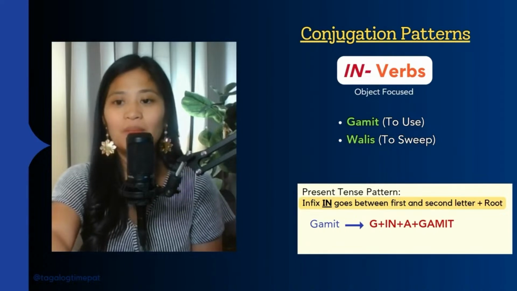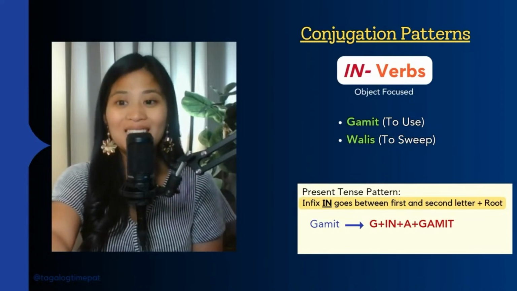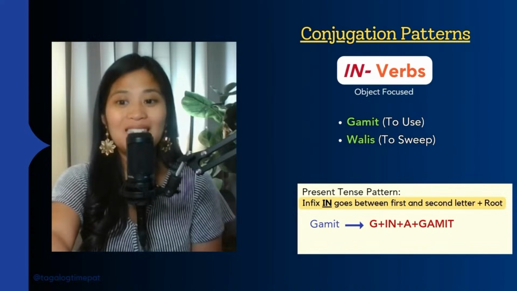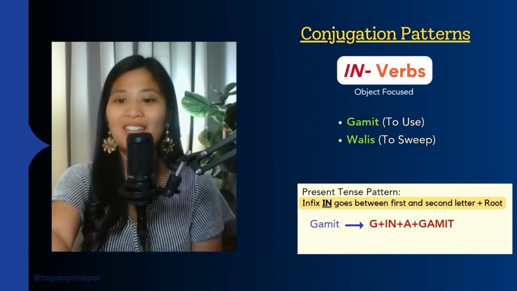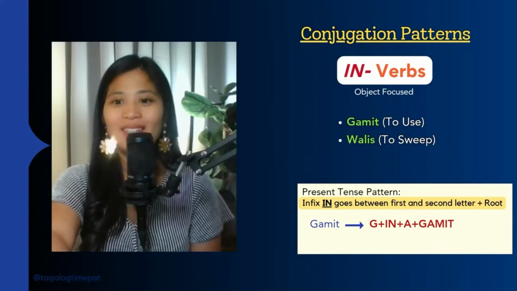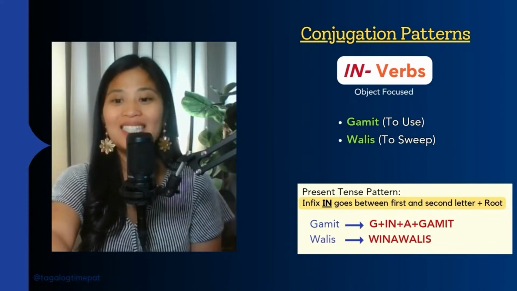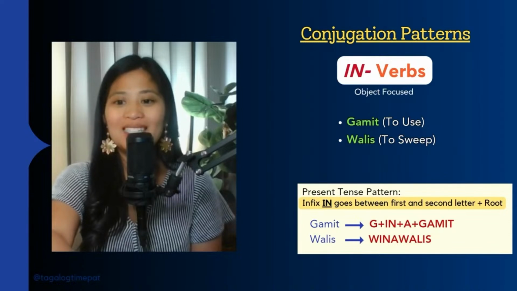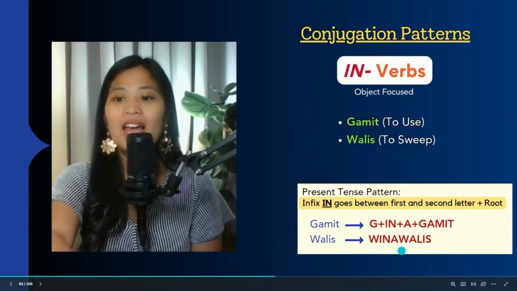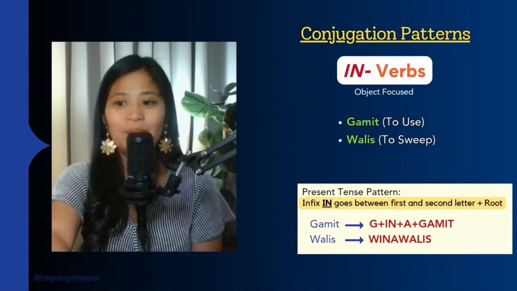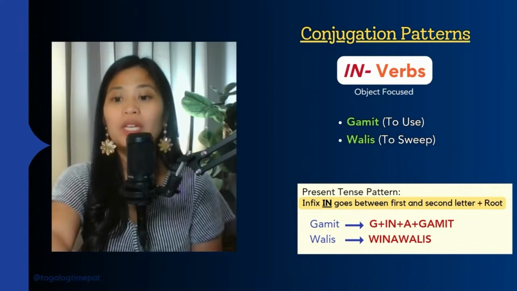What do you think walis will be in the present tense? Remember to just use the pattern and plug everything in. Walis in the present tense is winawalis. So in just goes between the first and second letter, and then the root goes at the end. Winawalis ko yung sahig. I am sweeping the floor.